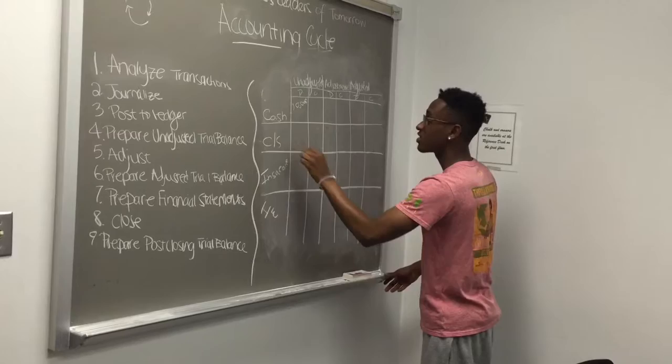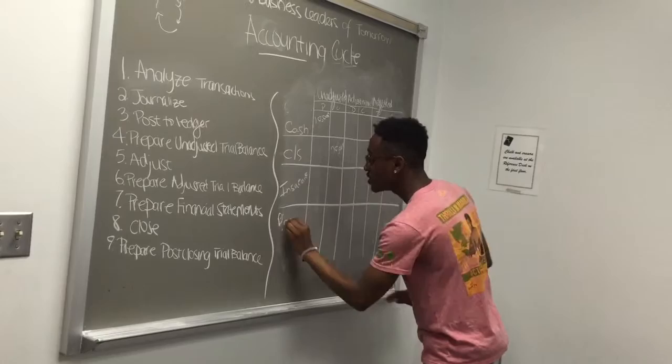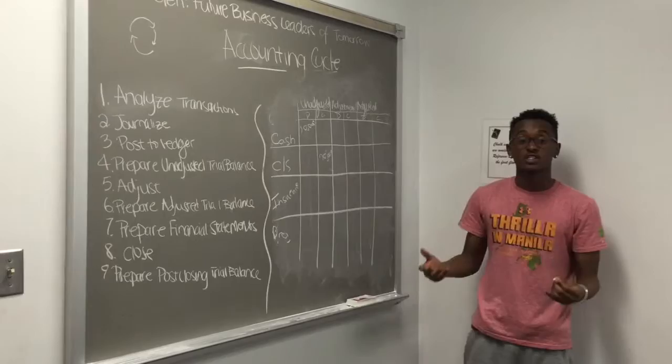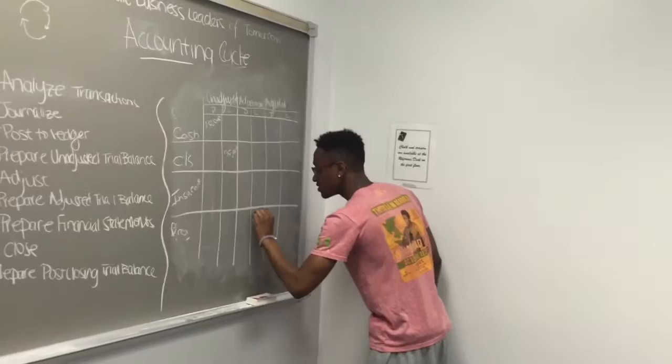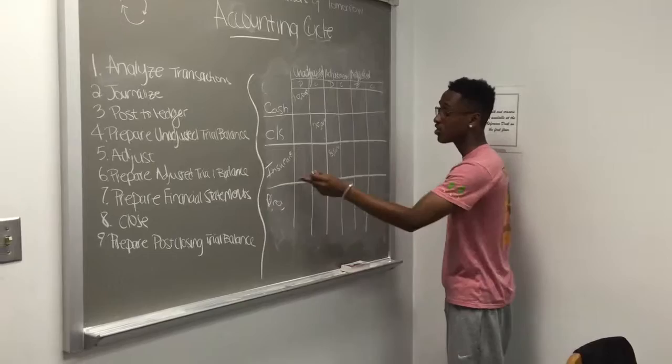So now here's where the adjustment comes into place. We had prepaid insurance, which means we bought insurance, and insurance expense means the amount of insurance that we used. So for prepaid insurance, we post that as a credit, $8,500. And then insurance expense, we post that on the adjustment side as $8,500. This shows that we used up the original insurance that we bought, and as time went on, we used up that insurance.